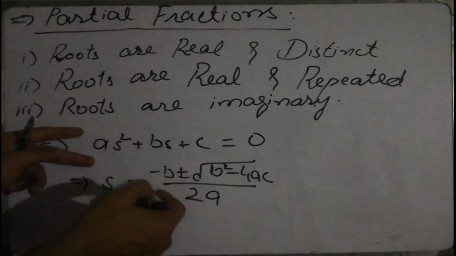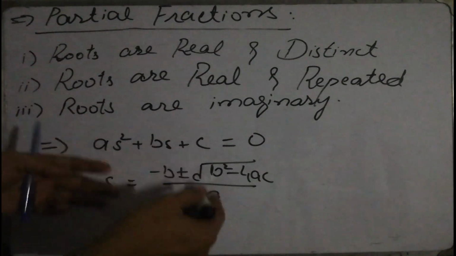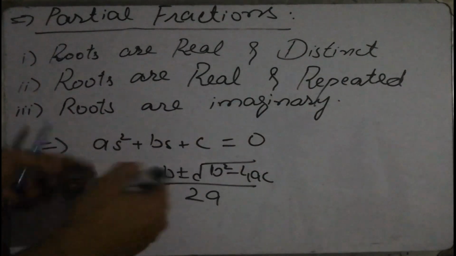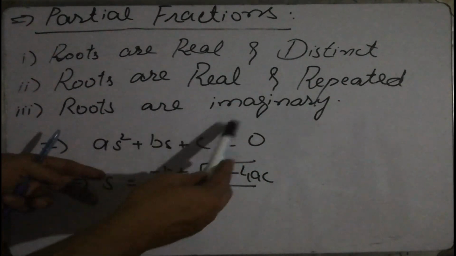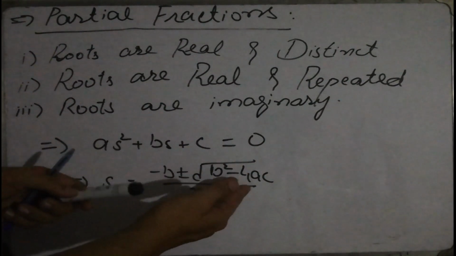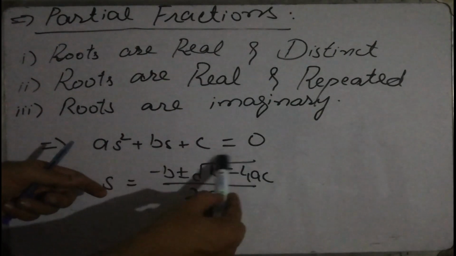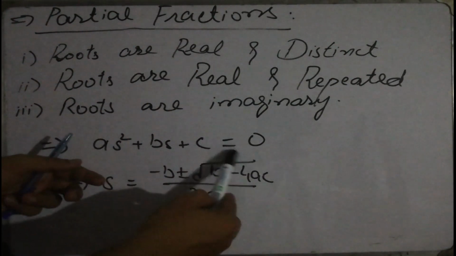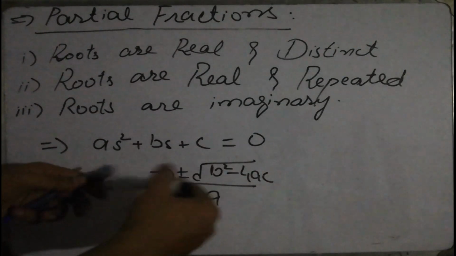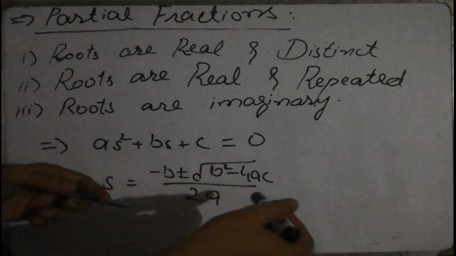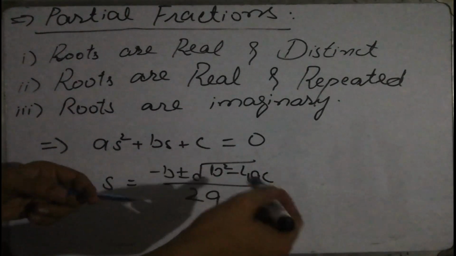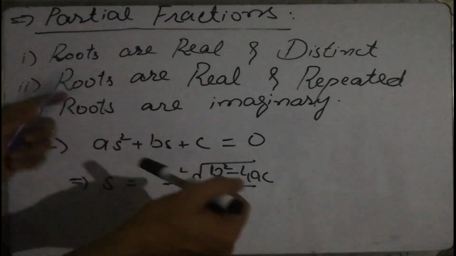Now there are possibilities that the roots might be real and distinct, real and repeated, and there is also the possibility that the roots might be imaginary. This happens when the discriminant gets negative, and the square root of a negative gives us a value in the form of iota, an imaginary number. So roots might be imaginary. So there are three cases.